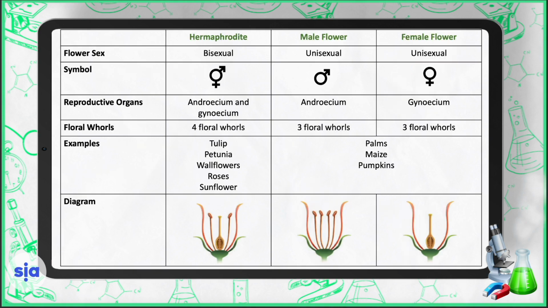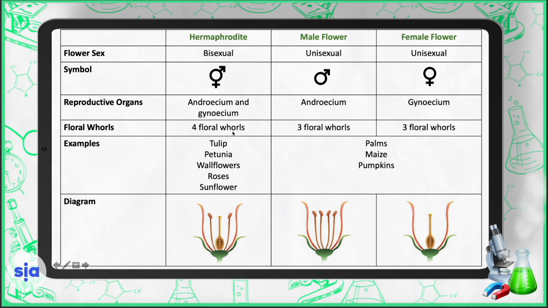Now we will compare the bisexual or the hermaphrodite flowers to the unisexual or the male and the female flowers. The hermaphrodite flowers are bisexual. It means they contain male organs and female organs at the same time. While male flowers are unisexual, they contain only the male reproductive organ. Female flowers are unisexual and they contain only the female organ. Hermaphrodite flowers contain androecium and gynoecium together. The male flower contains androecium and the female flower contains gynoecium.